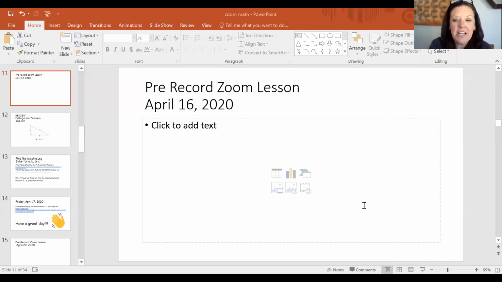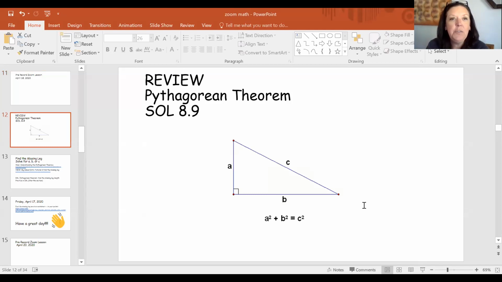All right, today we're going to review the Pythagorean theorem, and we are going to practice solving for different sides of a right triangle. This week you practiced finding side C, or the hypotenuse. So today's lesson is also going to include what to do to solve for side A or for side B.